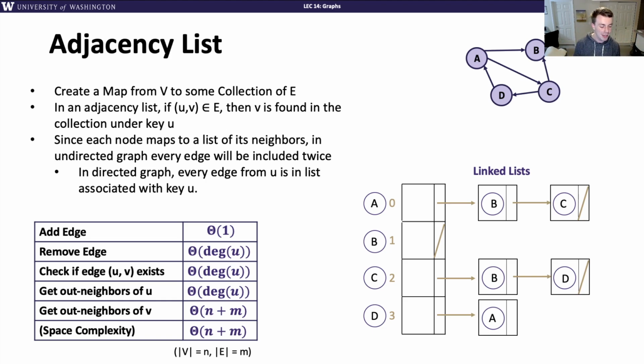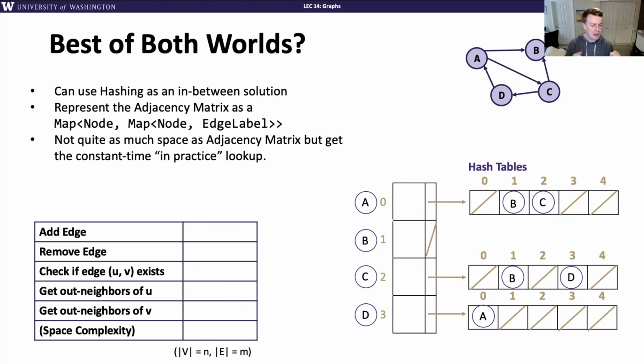So it takes n plus m space in total. Now, I want to mention one third-ish way of representing these structures that tries to satisfy, in some sense, the best of both worlds, at least hopefully. You can usually use hashing as an in-between solution here. It's not quite an adjacency matrix. It's not quite an adjacency list. It's kind of in the middle.